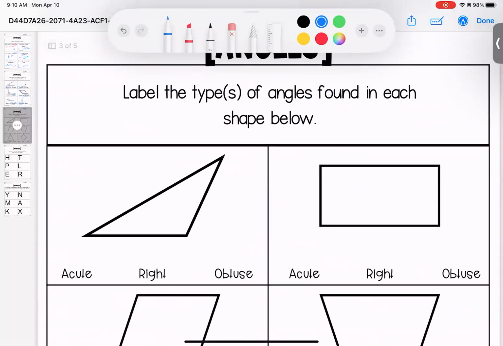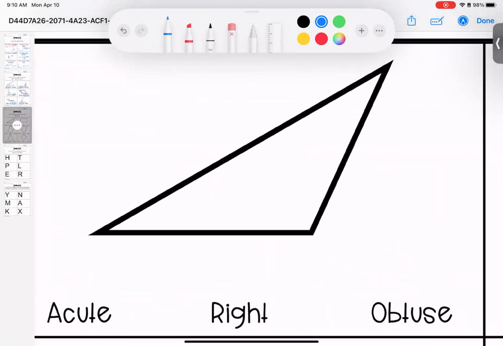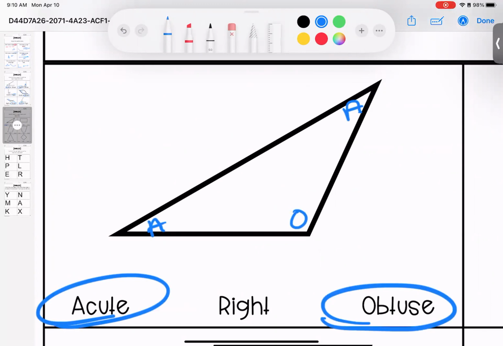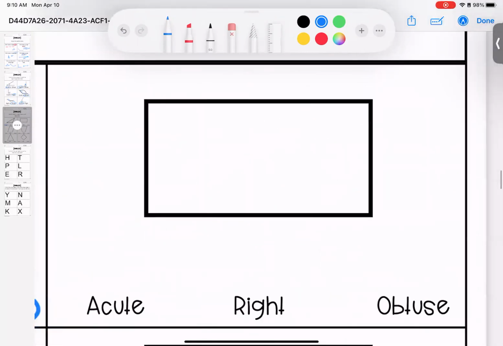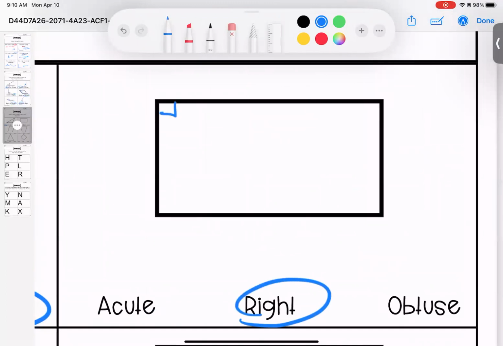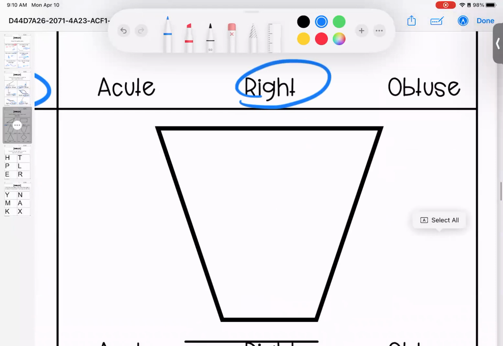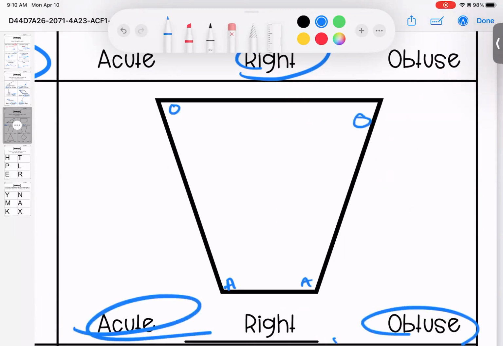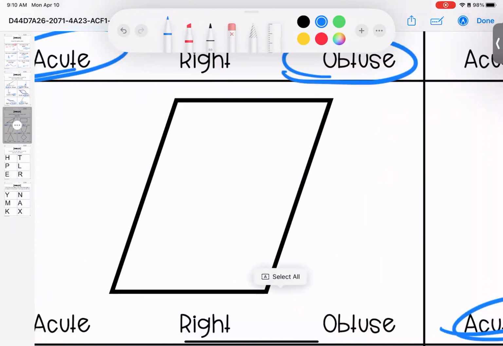All right, loves, this time we are labeling the types of angles that are found. If we're looking at this, we have acute and obtuse angles, specifically two acute, one obtuse. This is just right. When we see a square or a rectangle, we know that the only angle options are going to be right angles because that is part of what makes them a rectangle. Down here, we are going to have two acute angles and two obtuse angles. Over here, we have two acute angles and two obtuse.